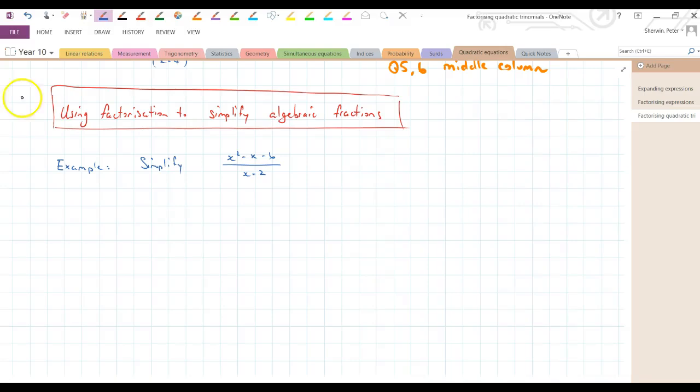Okay, in this screencast I want to show you how we use factorisation to simplify algebraic fractions, like the one you see here. At the moment it's unfactorised. We can't tell how to simplify this.